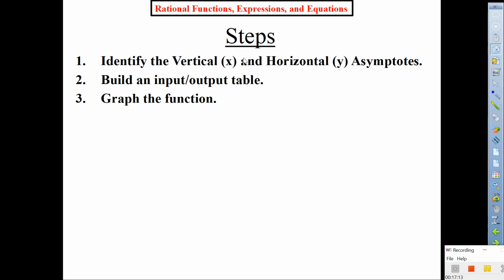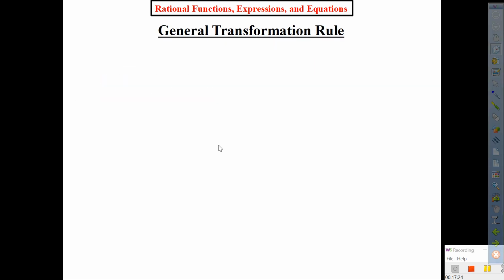Okay? So before we get more into that, let me take you back to when we started transformations. Pencils down, look up to the screen. I gave you guys something that looked like this. General transformation rule: g of x equals a times f of 1 over b times (x minus h), plus k. You guys remember that? Yes? Oh yeah, Mr. Q, my favorite. Okay, good.